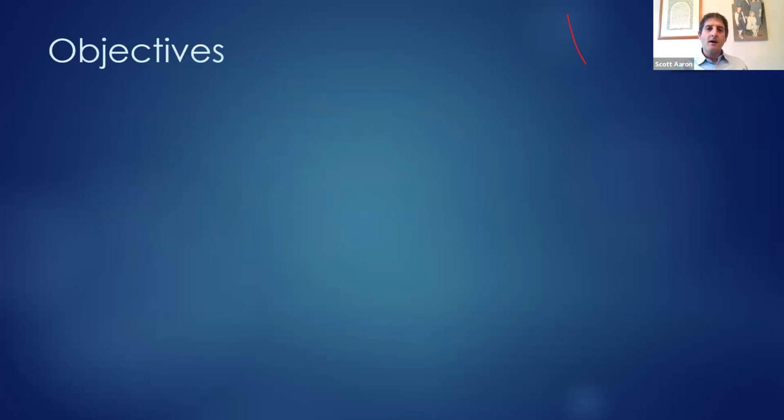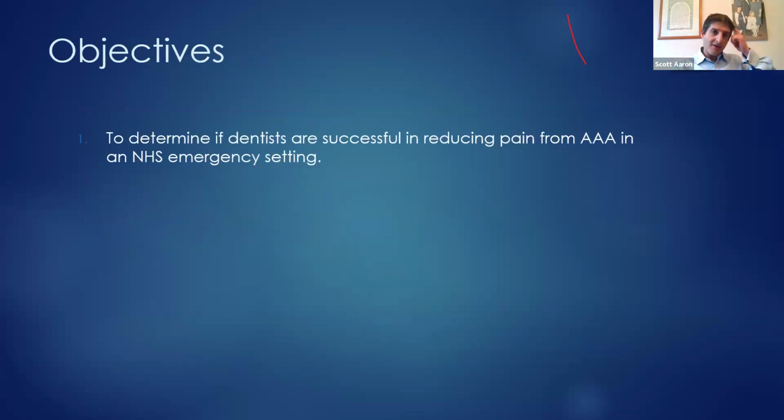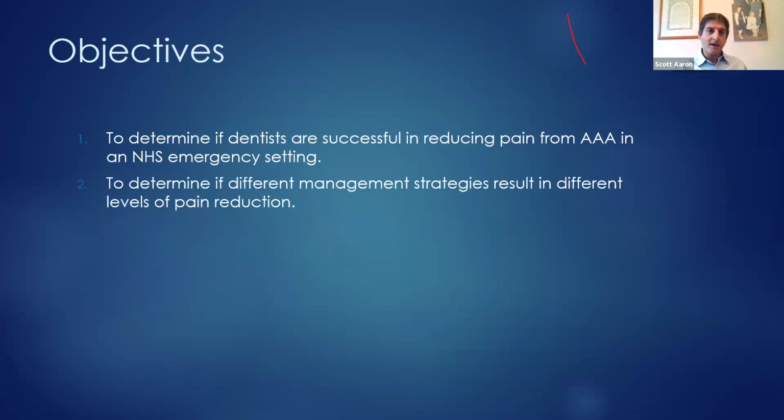Okay, so the objectives of the research paper were to determine if dentists are successful in reducing pain from acute apical abscess in an NHS emergency setting, and to determine if different management strategies result in different levels of pain reduction. That's the key bit. I want to know what works, what doesn't work.